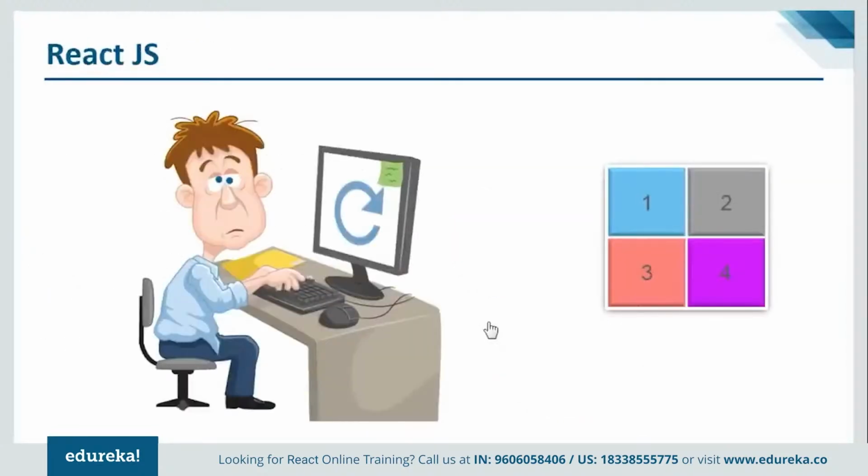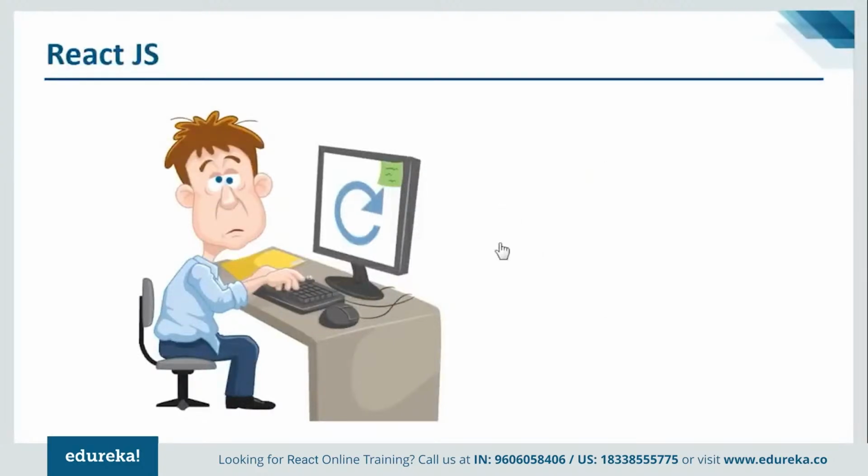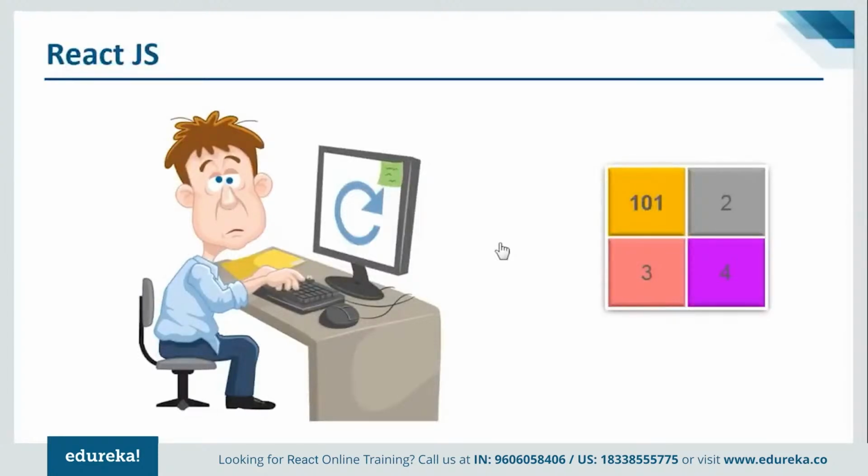Let's take another example to understand this. Suppose this is our application in which we have 4 blocks: 1, 2, 3, 4. Suppose there is a change in block 1 from the backend. But in order to see those changes, we had to reload the entire page and only then could we see the changes. Now as you can see, after reloading, the 1 became 101. So guys, this is where React.js comes into the picture.